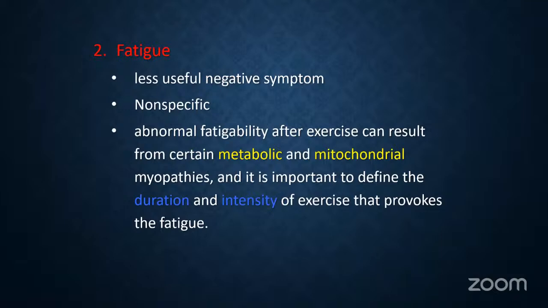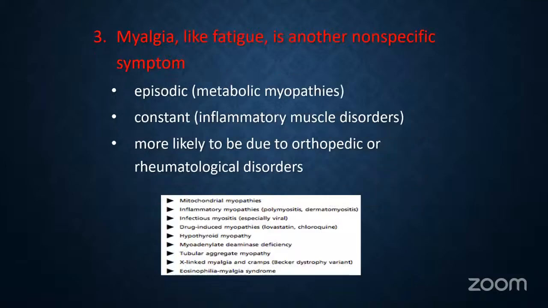Fatigue is a less useful negative symptom. It is non-specific, and abnormal fatigability after exercise can result from certain metabolic and mitochondrial myopathies, and it is important to define the duration and intensity of exercise that provokes the fatigue. Myalgia is another non-specific symptom. If it is episodic, it favors a metabolic myopathy. If it is constant, it may favor an inflammatory muscle disorder. It is more likely to be due to orthopedic or rheumatological disorders.